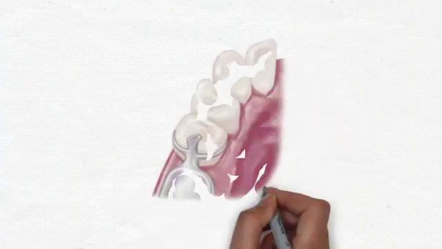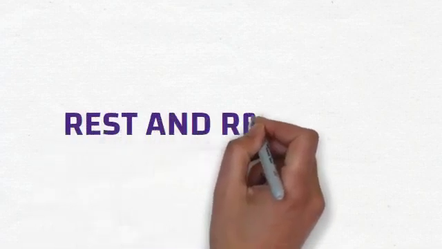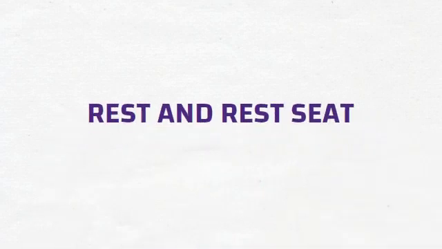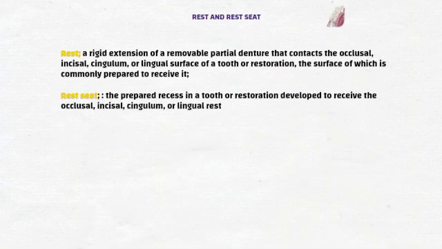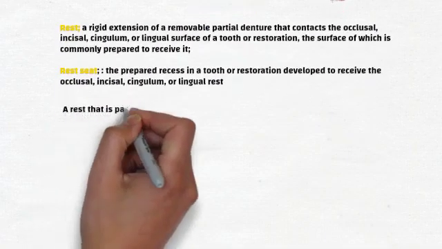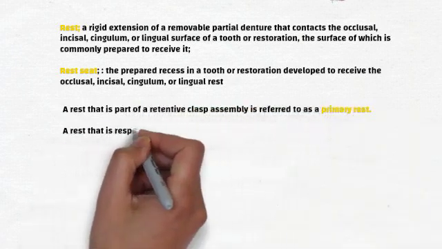Rest: a rigid extension of a removable partial denture that contacts the occlusal, incisal, cingulum, or lingual surface of a tooth or restoration, the surface of which is commonly prepared to receive it. Rest seat: the prepared recess in a tooth or restoration developed to receive the occlusal, incisal, cingulum, or lingual rest.